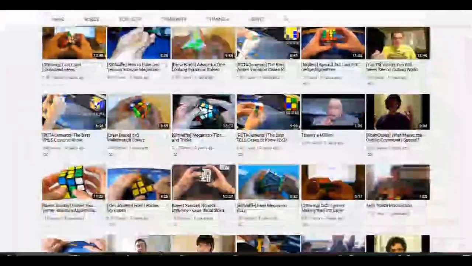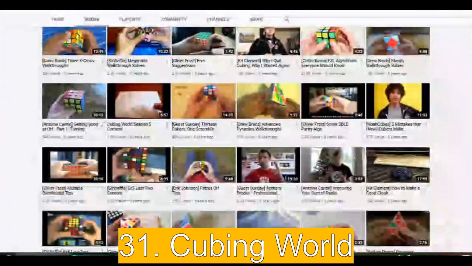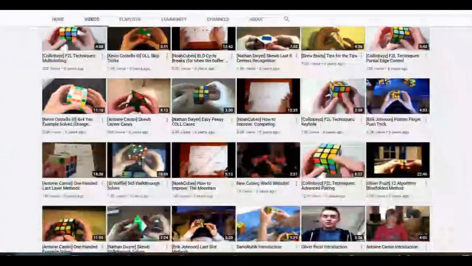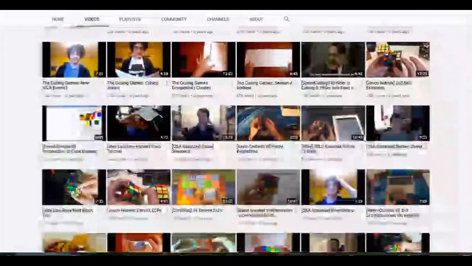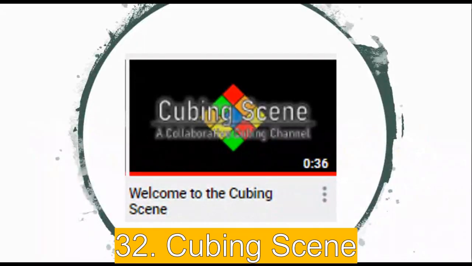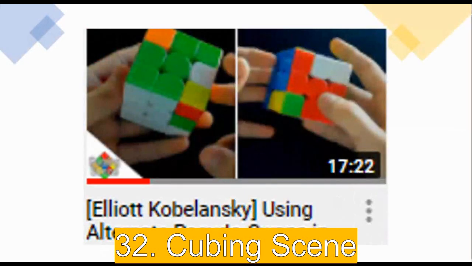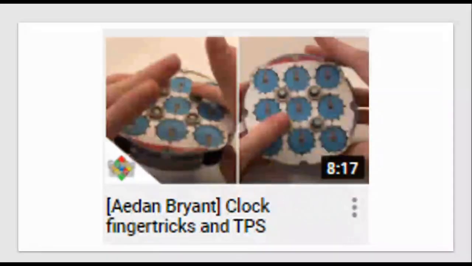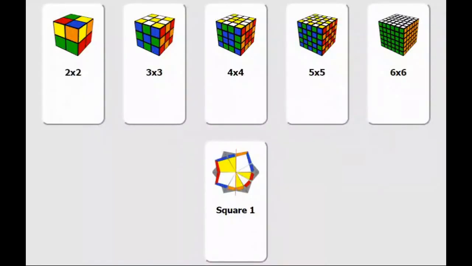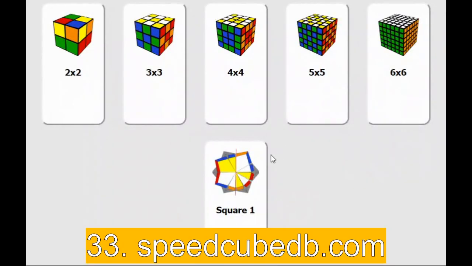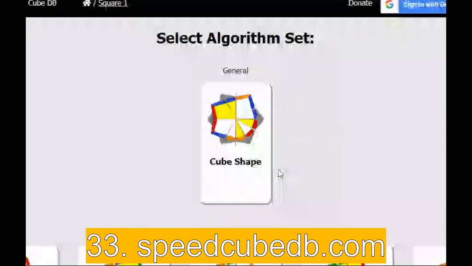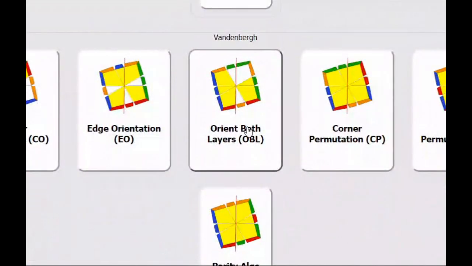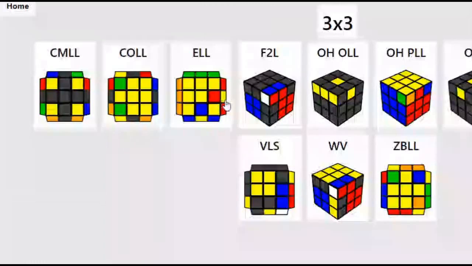Next is Cubing World, which is a YouTube channel from around 2014, in which a lot of the best speedcubers in the world come together to make videos that help the community. Cubing Scene is a new and modernized version of Cubing World with the main goal of helping people get faster. Another great new resource for all-rounders is speedcubedb.com, which has a lot of algorithm sets for various puzzles. AlgDB.net is another algorithm database which is slightly outdated but still a very, very useful resource.